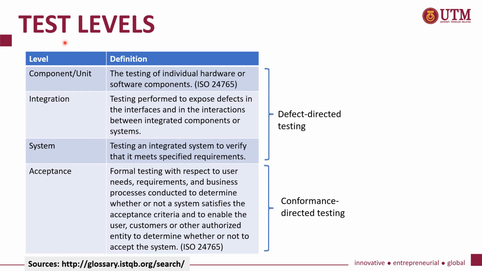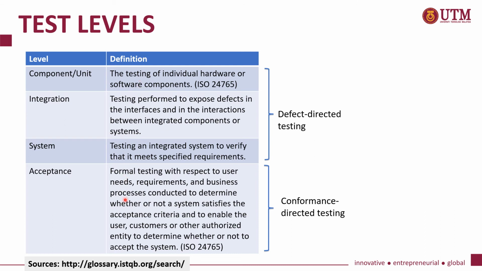In this slide, it shows that the 4 testing can be categorized into 2 categories. The first category is defect-directed testing, while the second category is conformance-directed testing. The first category includes component or unit testing, integration testing, and system testing, while the second category, which is related to conformance-directed testing, only includes the acceptance testing.